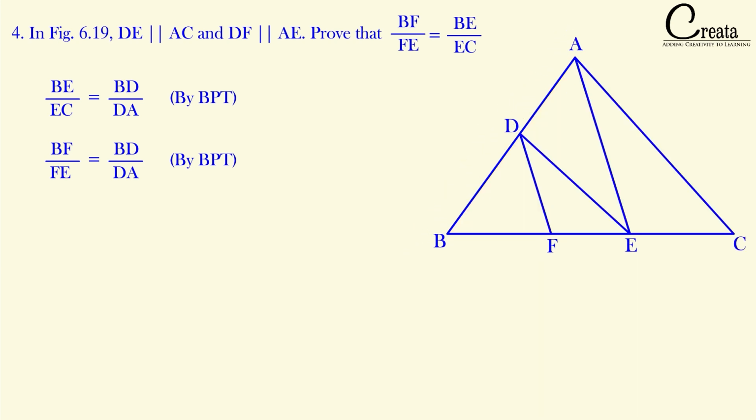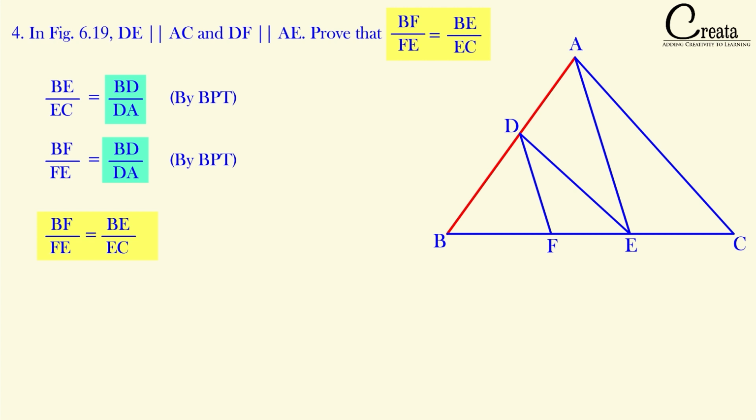In both of these triangles, the side AB is common. So its ratio will also be common in both the equations. That is BD upon DA. So BD upon DA is coming in both of these equations. So we can compare both of these equations and we can say BF upon FE is equal to BE upon EC. That is the answer we are looking for.